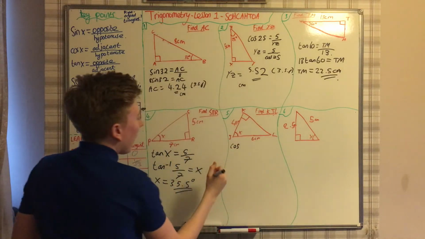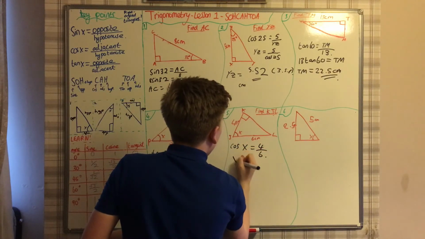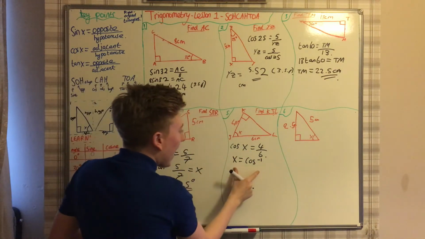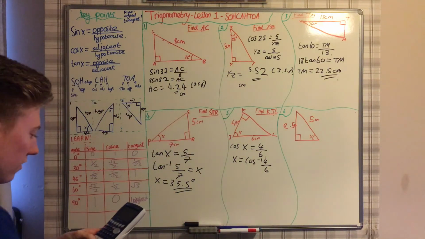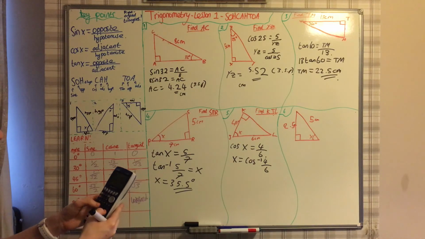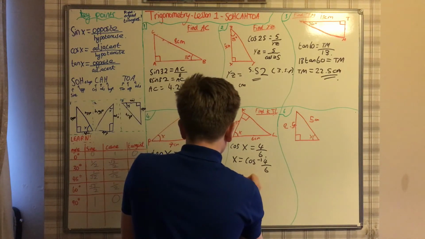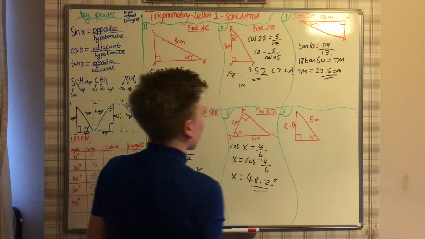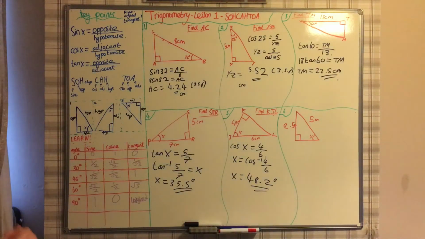Cosine of our angle x is equal to 4 divided by 6. So x is equal to cos to the minus 1, again using the inverse function to find our angle, of 4 divided by 6. So cos to the minus 1 of 4 divided by 6 is 48.2 degrees to 3 significant figures. Finally, have a go at this question at home, pause the video and I'll go through it with you afterwards.